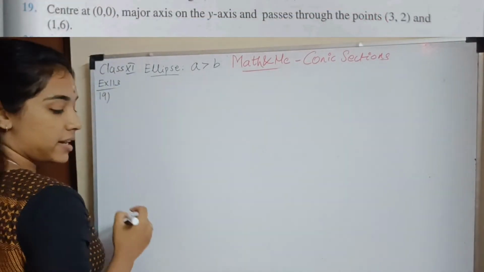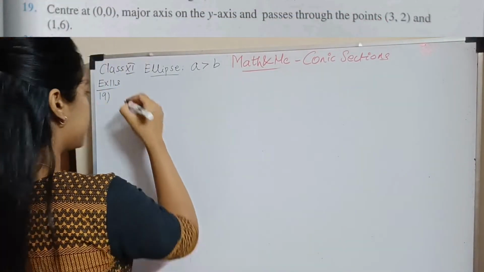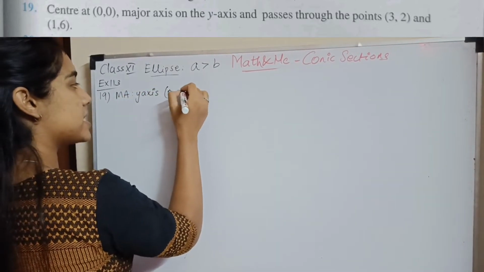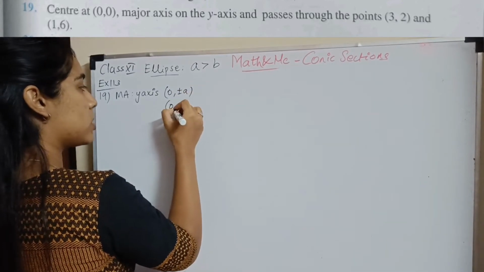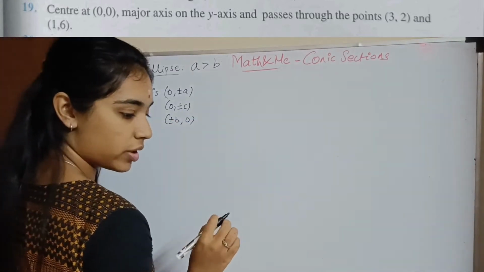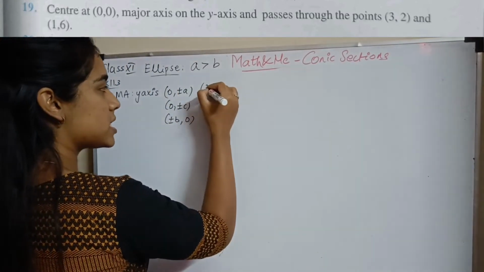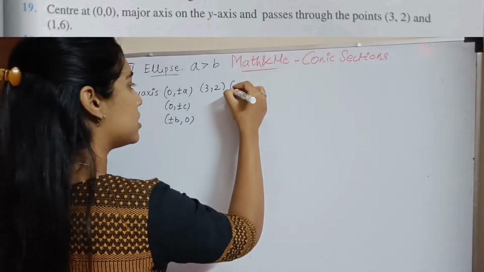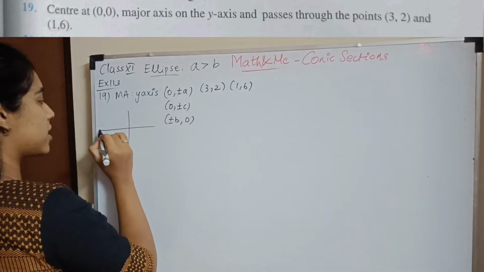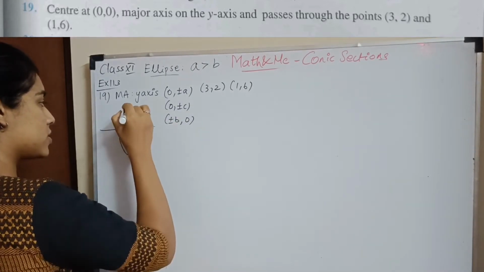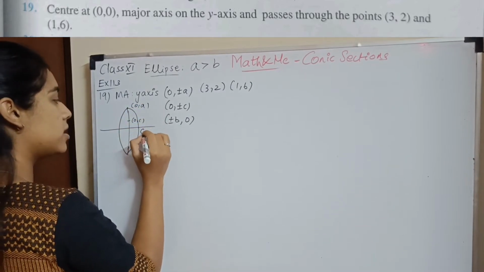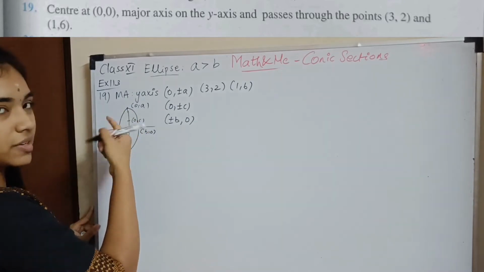Question number 19. Center at 0, 0, major axis on the y axis. Where is the major axis? On the Y axis. So what will be my coordinates? 0, plus or minus A and 0, plus or minus C is my foci. What is my other vertex? Plus or minus B, 0. It passes through the points 3, 2 and 1, 6. So how does my ellipse look like? Major axis along the y axis, so this will be my ellipse. This is my point 0, A, 0, C and B, 0. I am marking only the positive. The negatives are understood.